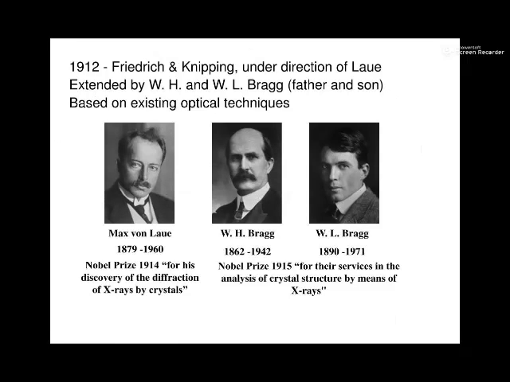Now this is the picture of three great scientists. On the left hand side you see Max von Laue, and on the right hand side are two people, a father and son, W.H. Bragg and W.L. Bragg. In 1914, Max von Laue received the Nobel Prize for X-ray diffraction, and in the later year 1915, the Braggs, father and son, received the Nobel Prize for the crystal structure by means of X-ray.